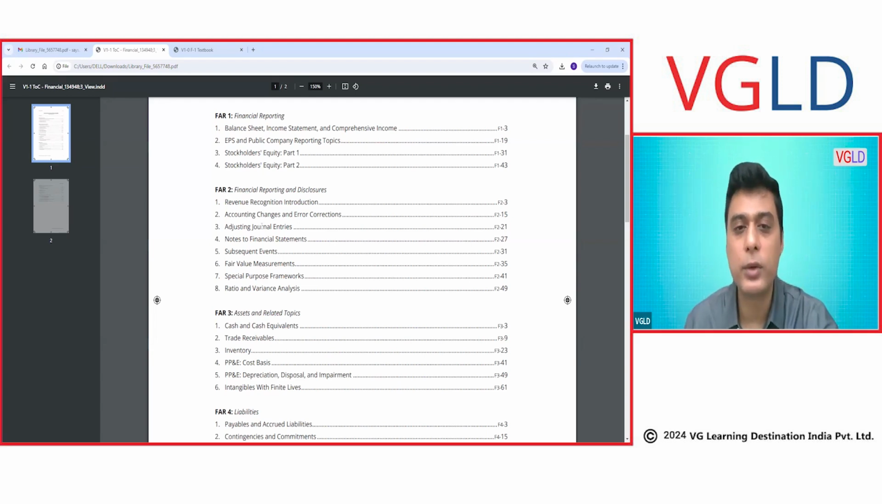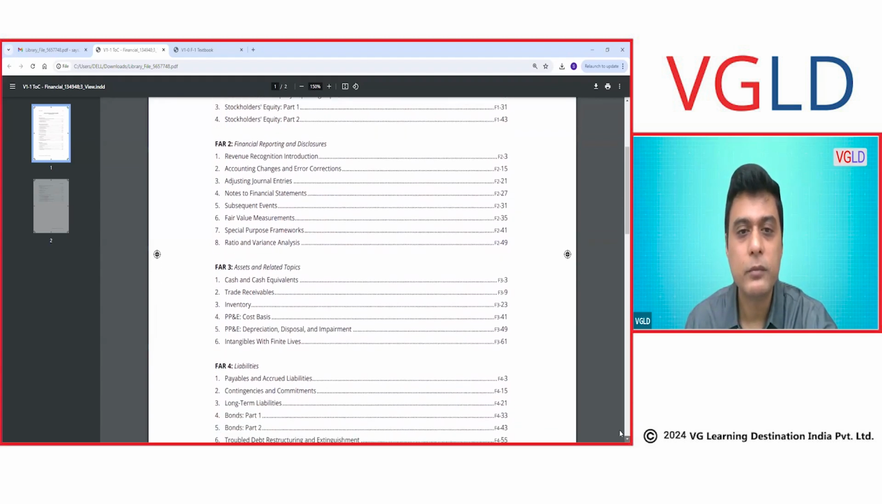You can just brush up your journal entries from class 11th. Notes to financials, subsequent events, fair value measurement. Sometimes some students find this tricky, fair value measurement. So you may note it down. Special purpose framework, ratios, not very tricky.